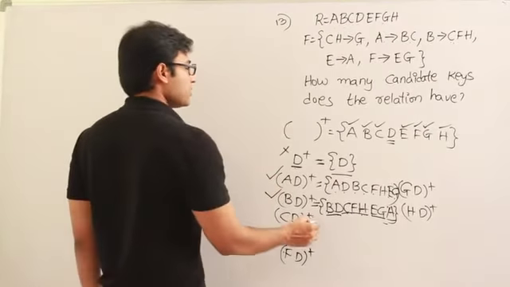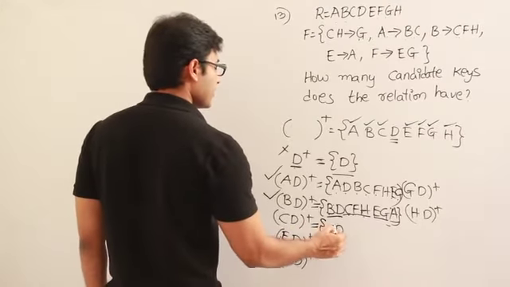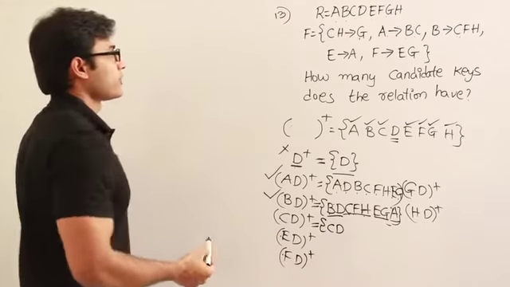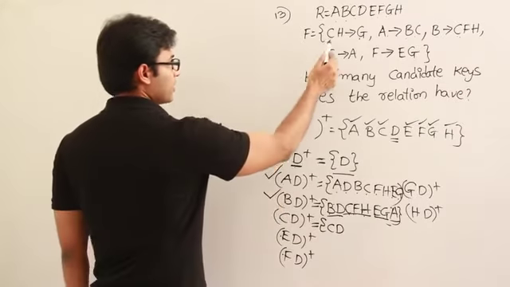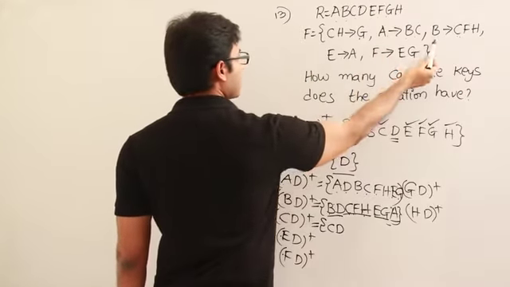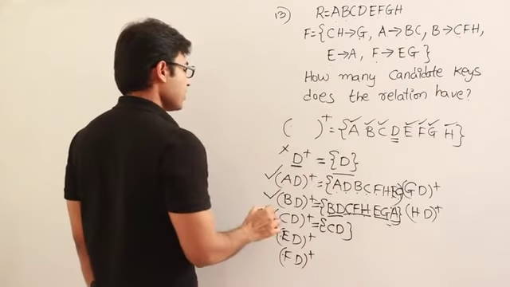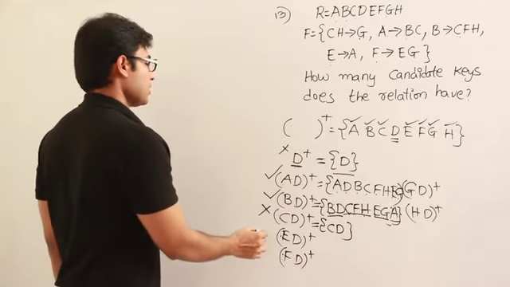Now let's see about CD plus. So what about CD plus? We get CD definitely, and along with that what could we get here? CH I cannot do anything with, A I cannot do, B I cannot do, E I cannot do, F I cannot do. I am not going to get anything other than CD. Therefore it is not a candidate key, right? It is not a key also.